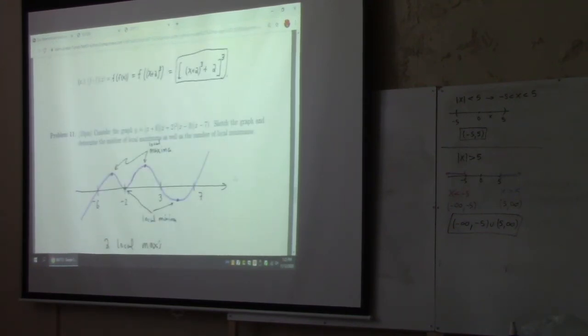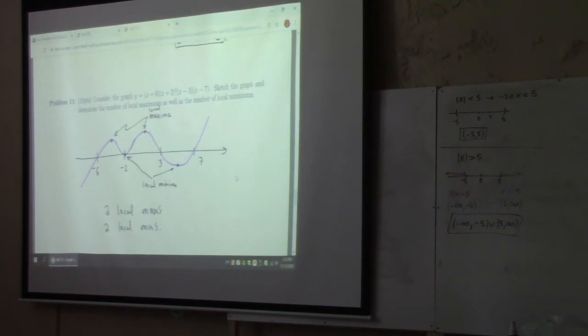Now here I've asked you just to sketch the graph of that: x plus 6, x plus 2 squared, x minus 3 times x minus 7. So we've got crossings at -6, at -2, at 3, and at 7. It bounces at -2 because of the square, right? But it crosses elsewhere. If you think about what that has to look like, you can see from the picture that there should be 2 local maxima and 2 local minima.